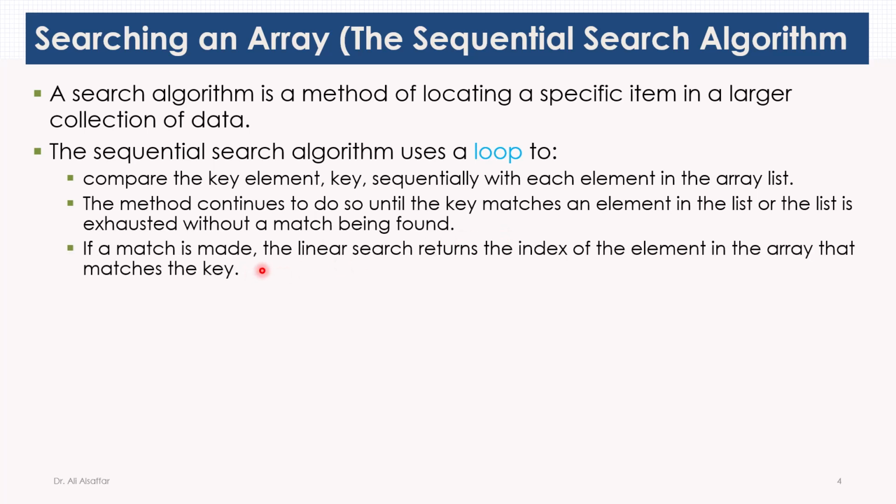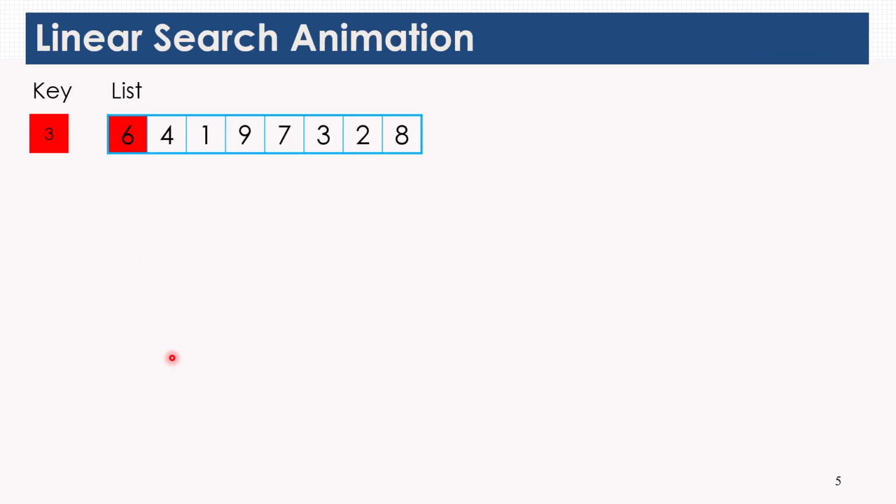If a match is made, the linear search does not retain the value we are looking for, which is the key. It retains the index, which is the place of this element in the array. So it retains the index of the element in the array that matches the key. Now, what if there is no match? What if the key element is not found? If no match is found, then the search algorithm returns -1 as an indication that the key element is not found in the list.